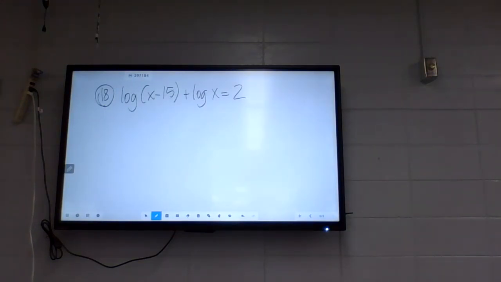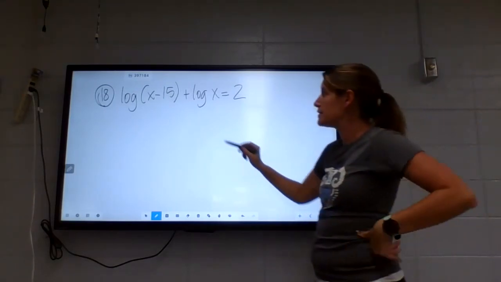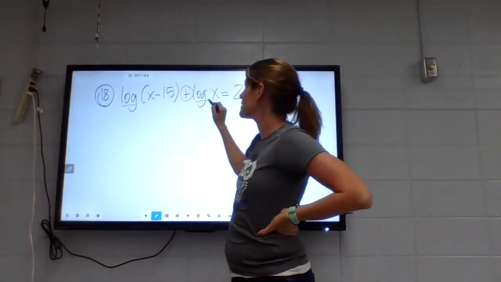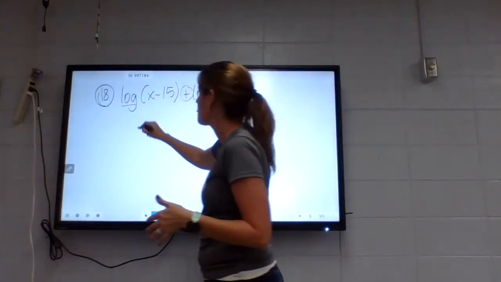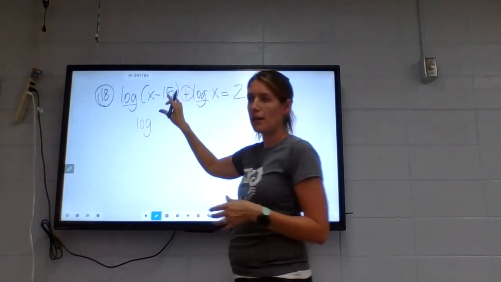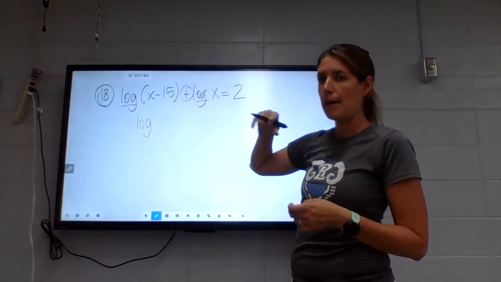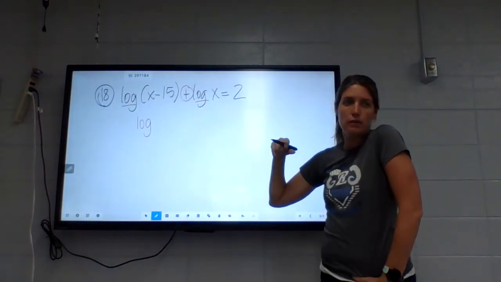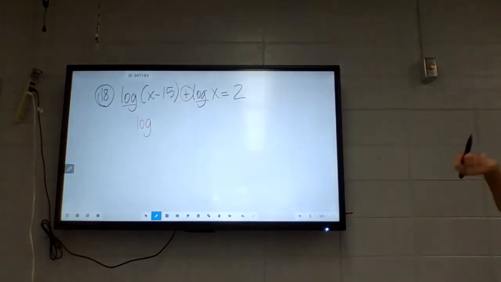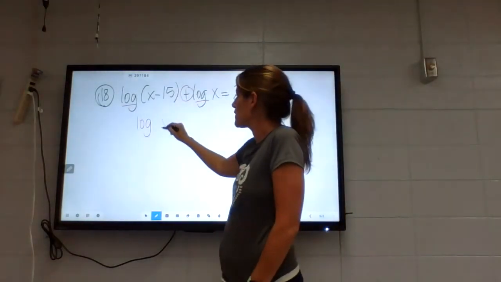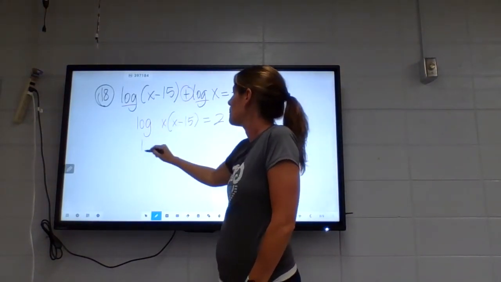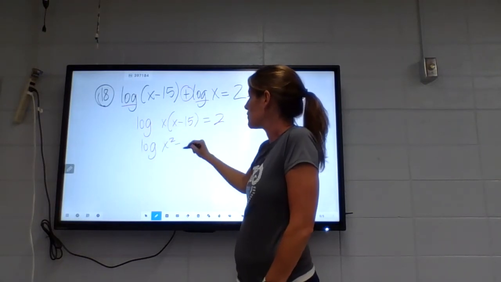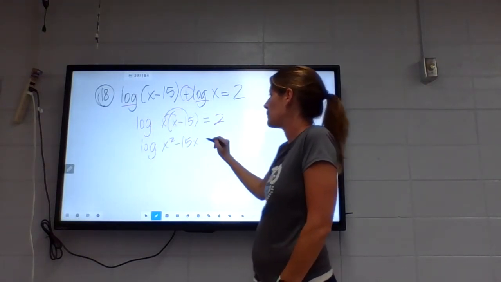So log of x minus 15 plus log of x equals 2. When I have addition of two logs with the same bases, we can combine those. So we're going to put them together. But addition becomes what? Multiplication. So I need to multiply these. I prefer to put that little x in the front. So when I multiply that, I have to distribute that.